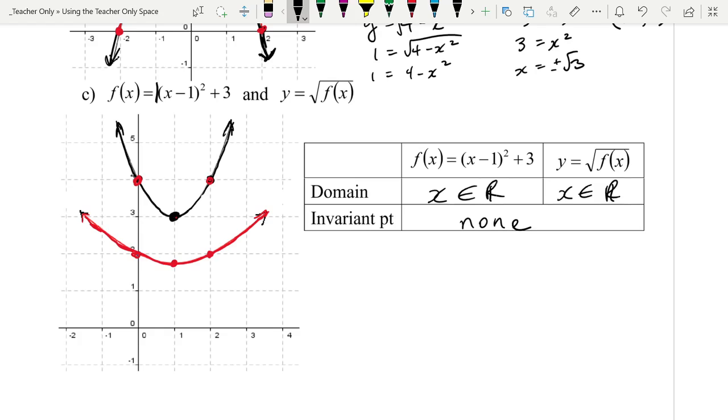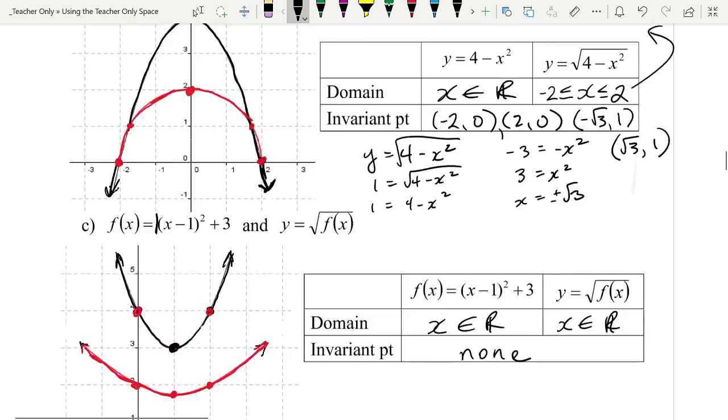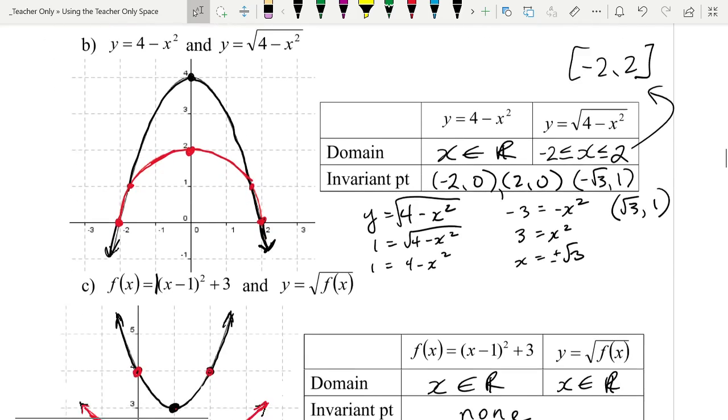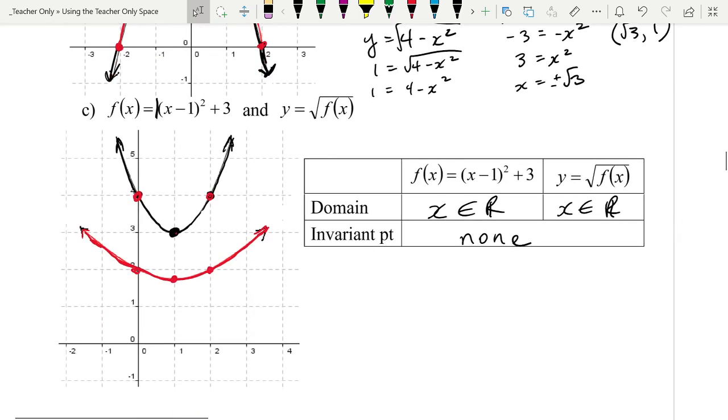So there's the three things that can happen when you try to square root a quadratic. You can get the two wavy arms, you can get the mushroom, or you can get the smile. Those are technical terms. I just square rooted all the y values.